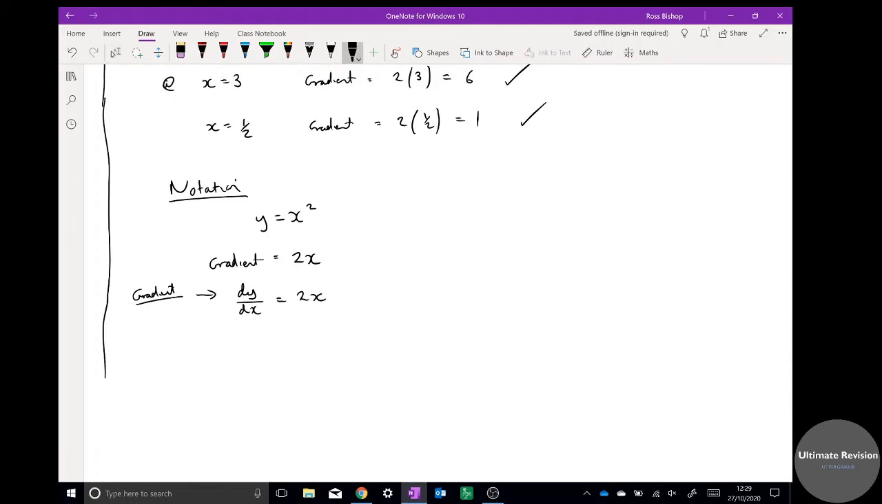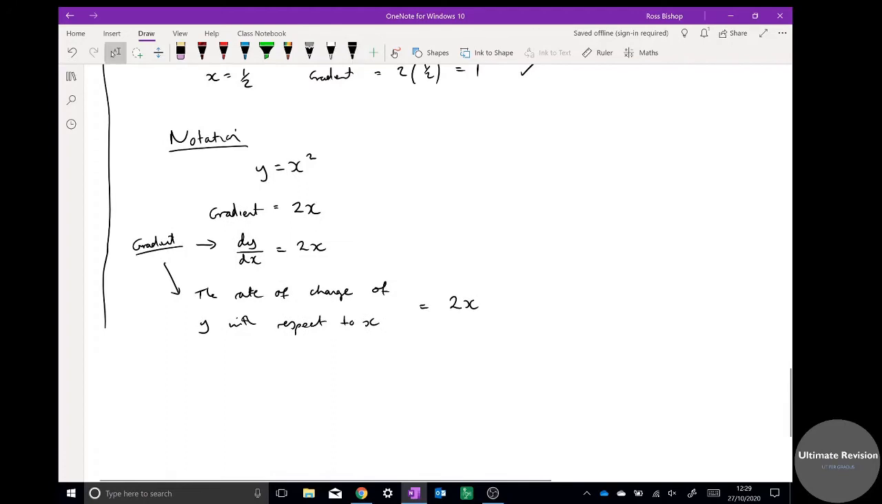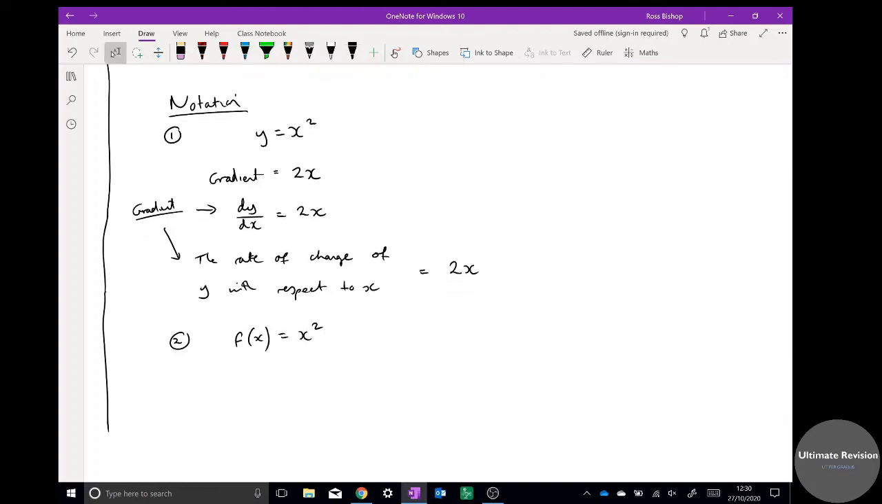Okay. You might also get the words, so it could mean the rate of change of y with respect to x. That also just means the gradient, effectively, and in this case would be 2x. Okay. This is notation 1. Now a second, different style of notation could be something like this: f of x equals x squared. Effectively that means the same thing as y equals x squared, but we're just talking about it as a function.